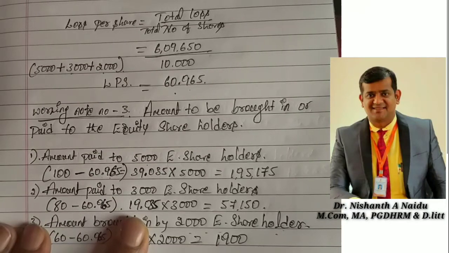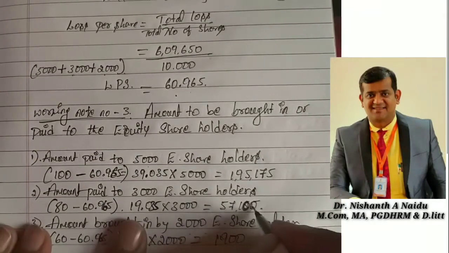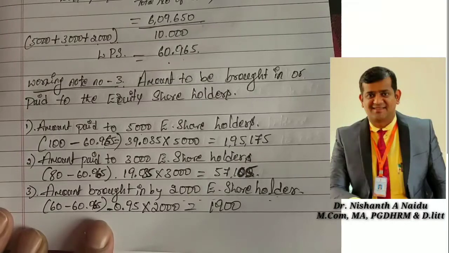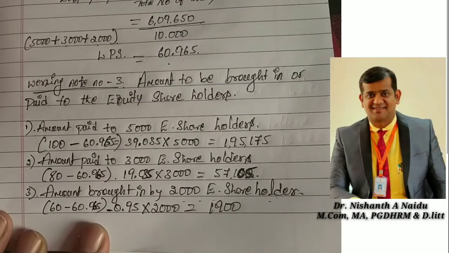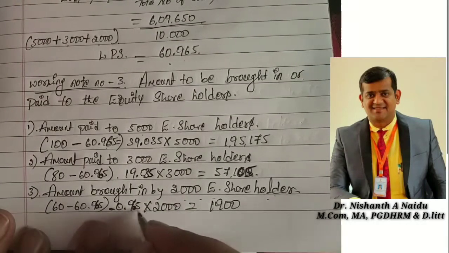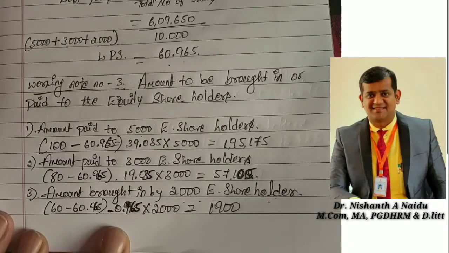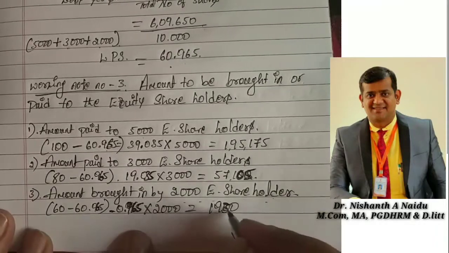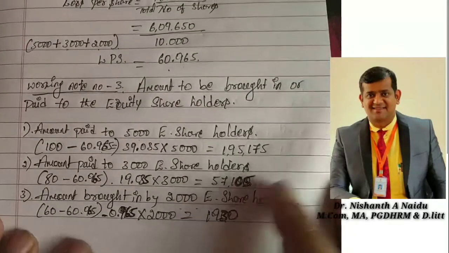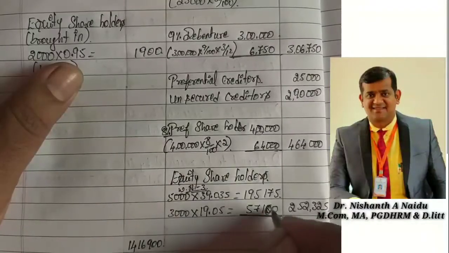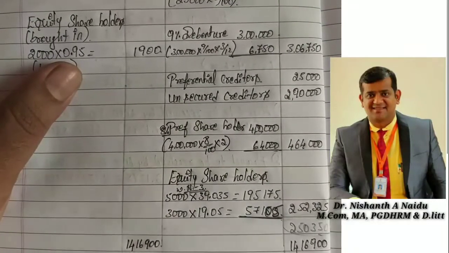So that is 57,105, not 150, 57,105. Then here 60 minus 60.965 is 0.965. See, each point is so important, otherwise our answer itself goes wrong. 0.965 into 2,000, if you do that, it is 1,930. Okay, so two items we have to change now: 57,105, this is 105.